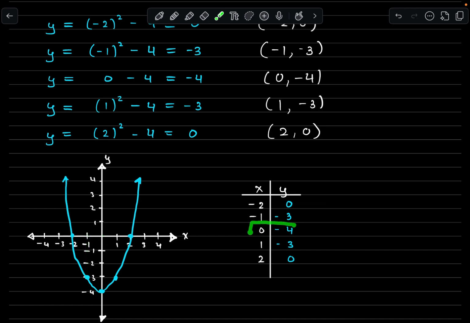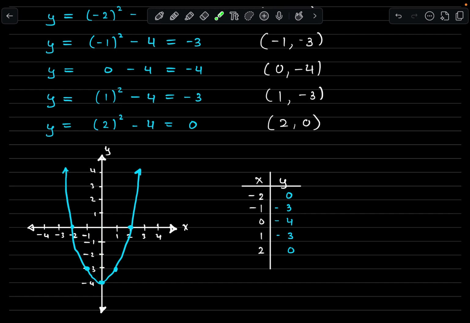Our next point, (0, -4). So for our x, we do not go left or right. For our y, we go down 4. Then for our last 2 points, we've got (1, -3). We go right 1, down 3 for that -3. The negative is a little bit covered over here. And then for our last point, (2, 0), we go right 2. We do not have to go up or down for our y.